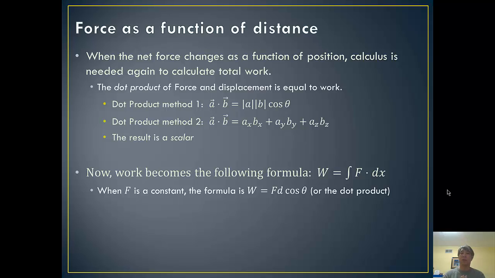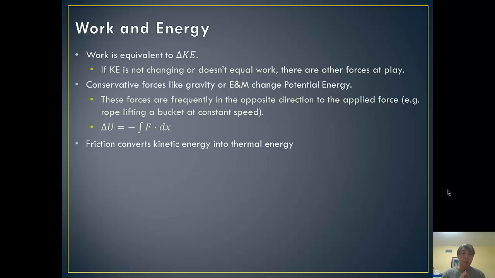that's a good indication that a cross product was involved. So remember that work is also going to be equivalent to the change in the object's kinetic energy. If the object's kinetic energy is not changing, there must be other forces at play. And so conservative forces like gravity or electricity and magnetism will change potential energy. And these forces are frequently going to be in the opposite direction to the applied force, like when you have a rope lifting a bucket at constant speed.